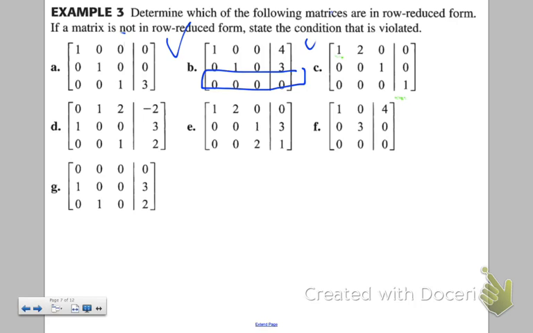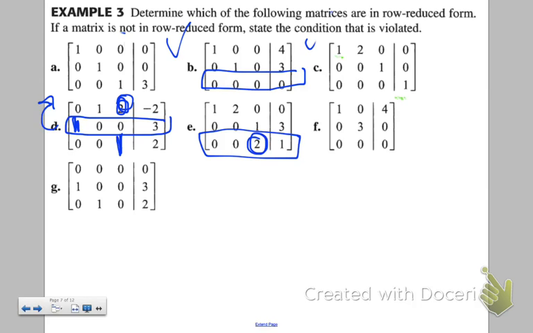This one's not okay because this row should be on top, because this is the leftmost one, and it should be at the highest row. Also, this is a leading one, but there is a number above it. That should be a 0. So this should be a 0, and then it would be okay. For the same reason, this violates it because this should be a 0, because that's a leading one, so it should have zeros above and below.